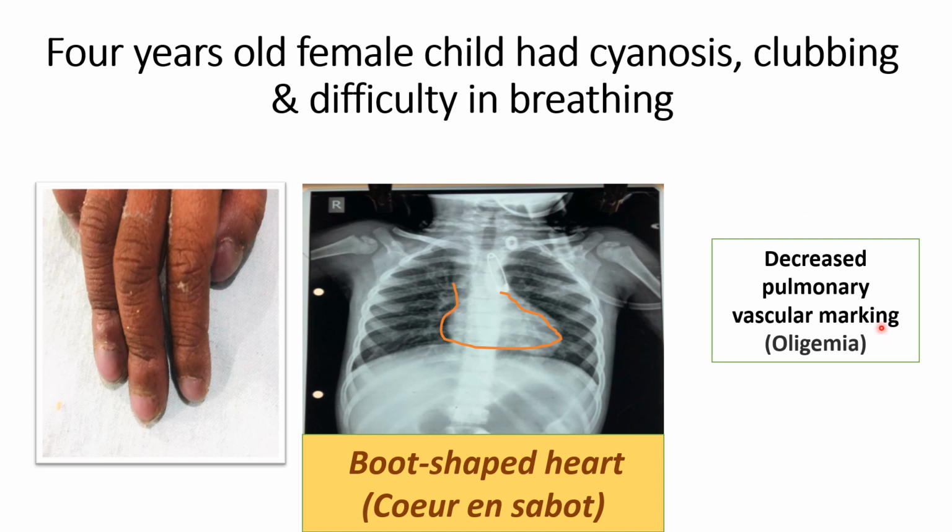And also pulmonary vascular markings are decreased in tetralogy of Fallot. It depends on the severity of the pulmonary stenosis. If there is mild pulmonary stenosis, then the pulmonary vascular marking may be normal, as in this X-ray. When there is a moderate or severe pulmonary stenosis or pulmonary atresia, the patient will have the oligemic lung field. So the diagnosis of this X-ray is tetralogy of Fallot.